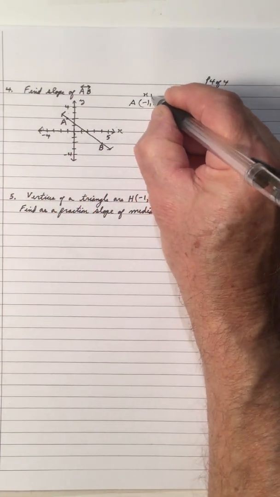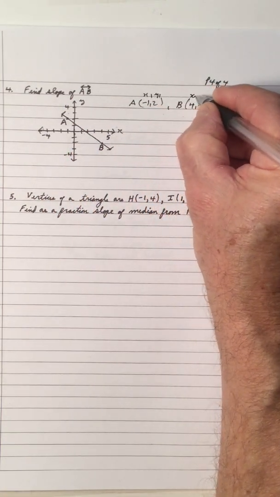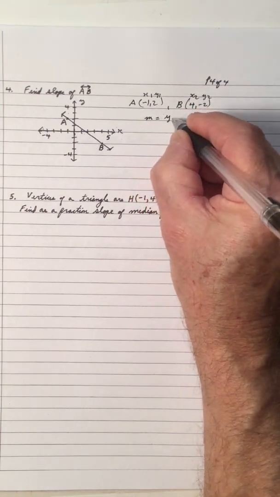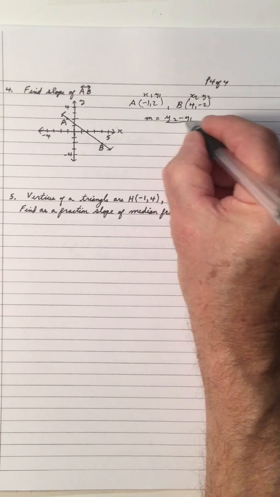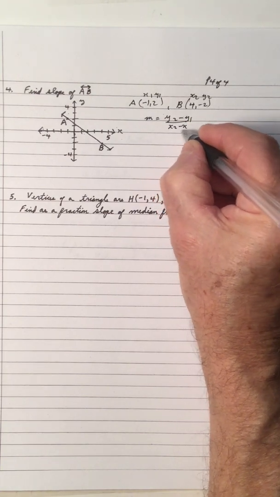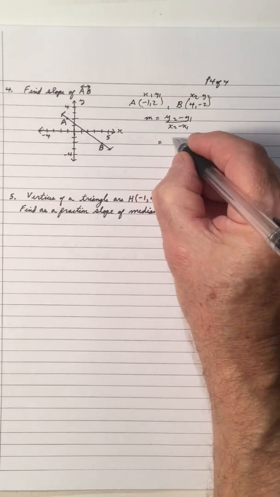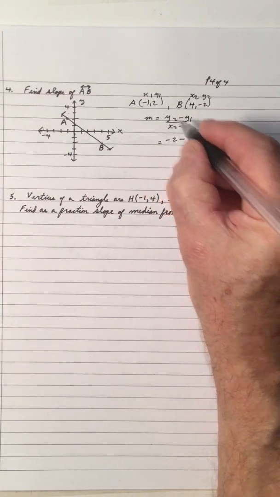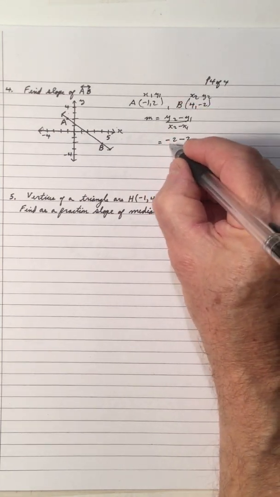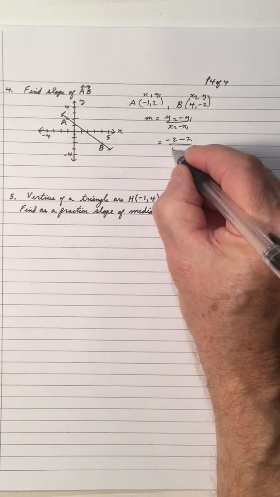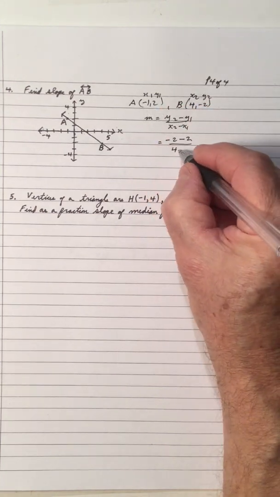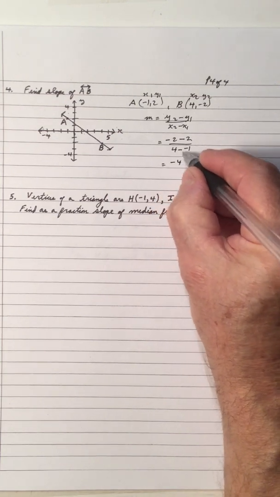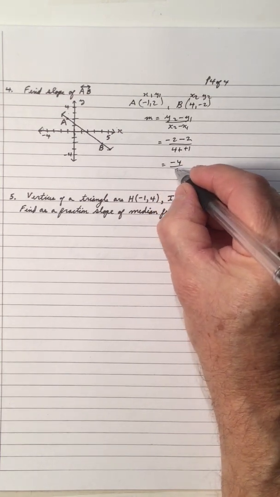So this is x1, y1, x2, y2. So the slope is y2 minus y1 over x2 minus x1. And so y2 is negative 2, subtract 2. x2 is 4, subtract negative 1. So it has negative 4 over 4 subtract negative 1, double negative is a positive.